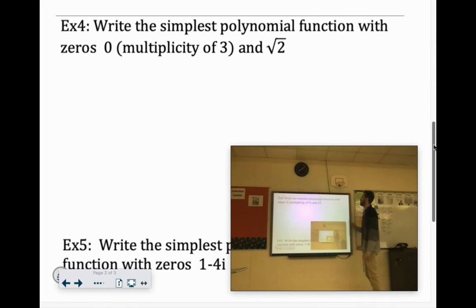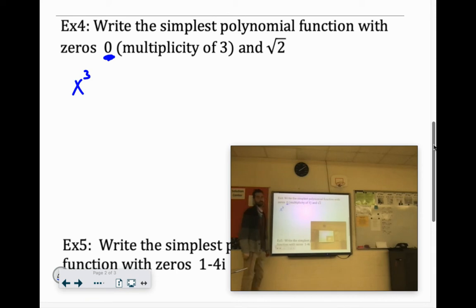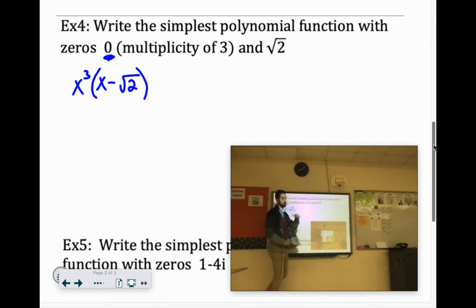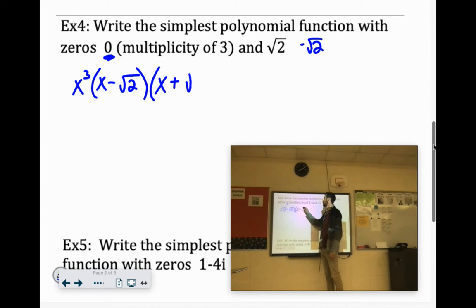So here we have 0 is a 0 with a multiplicity of 3. So right there, we know we're going to have an x to the third on the outside, and the square root of 2. So we'll have x minus root 2. But don't forget, that comes in a pair. So it would also be negative root 2. So that would be written as x plus root 2.